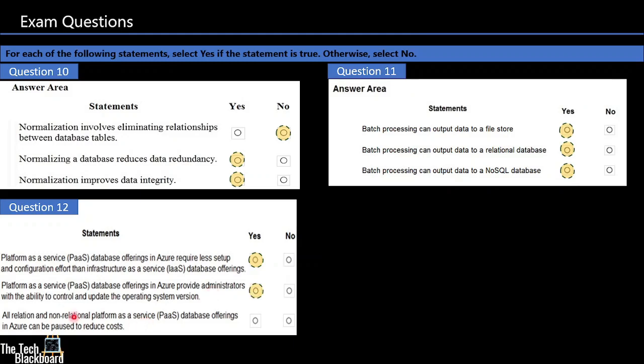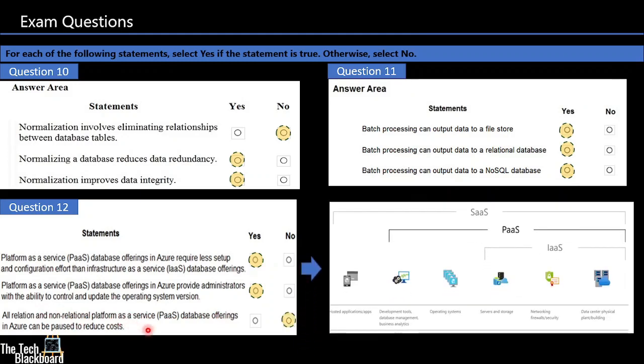Then the third statement says all relational and non-relational PaaS database offerings in Azure can be paused to reduce cost. This is not true. Why? Because unlike IaaS or infrastructure as a service, you cannot stop PaaS services. Now here is a picture from the Microsoft site. This shows you what components are included in IaaS, PaaS or SaaS services. Here you can see that operating system comes under the bracket of PaaS services, and that's the support for our answer for statement number 2. So PaaS does give control to update and control the operating system version.